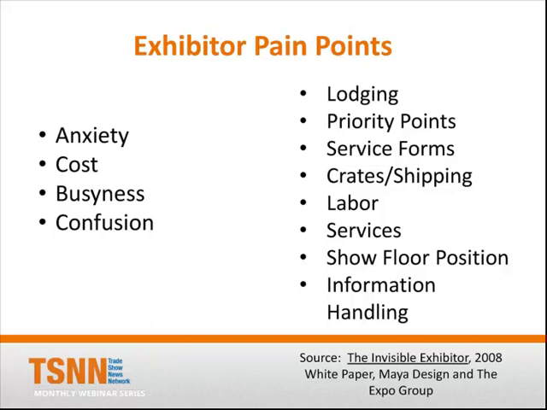So in more detail, some of the things that the exhibitors specifically mentioned as pain points were lodging, priority point systems, exhibitor service forms, material handling and shipping, labor, just all the show services in general, their position on the show floor, and then just how information is handled.